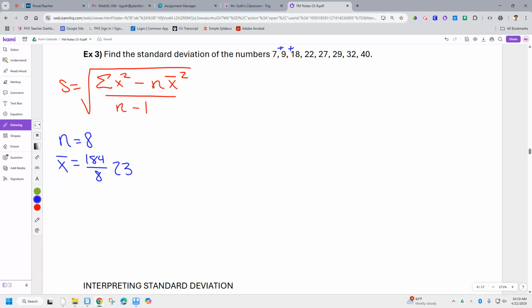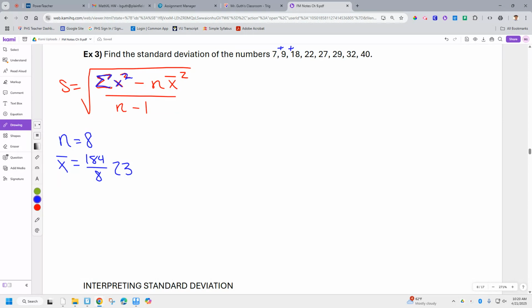So what I'm doing here is I'm looking at the equation for standard deviation, and I'm just trying to build out what I need to build out. I know I'm going to need an n. I know I'm going to need the mean, x bar. And when it says sigma x squared, I have to add up all of the values that have been squared.